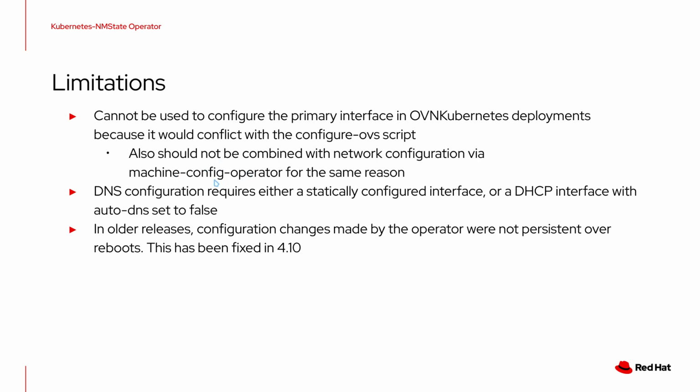You also shouldn't combine it with machine config operator configurations for the same reason, because you don't want to have two tools configuring the same interfaces. We are hoping at some point to start using NMState to manage the OVN-Kubernetes bridge. And at that point, it should be possible to do configuration of that with the operator, because it'll all be in the same system. But that's probably still a ways off. It's a fairly complicated thing to do, and so we're not quite there yet.